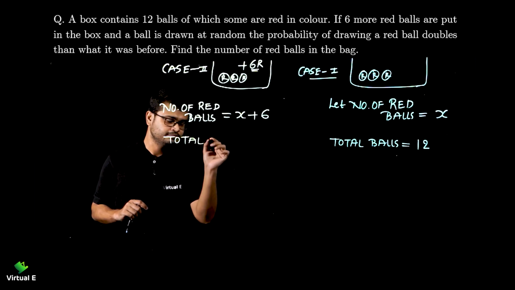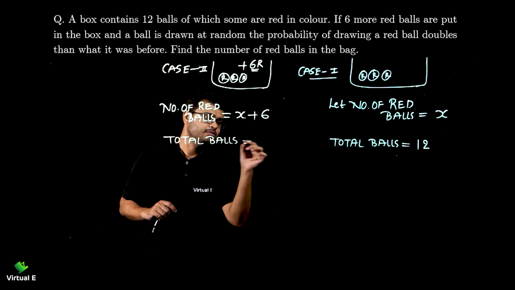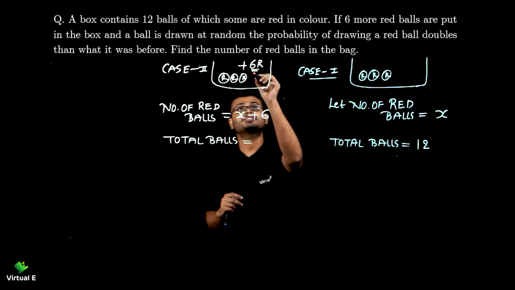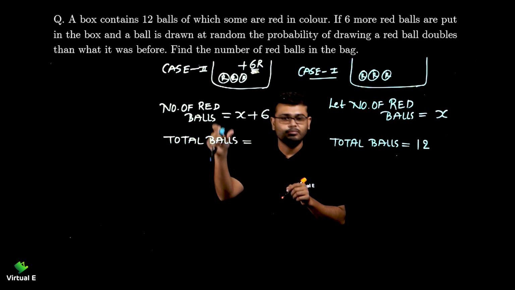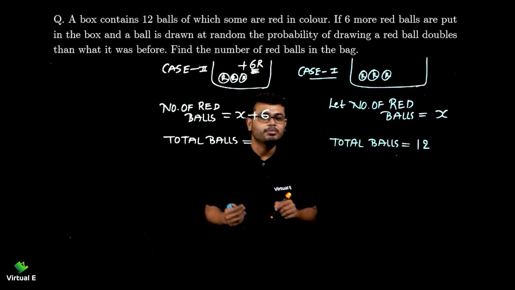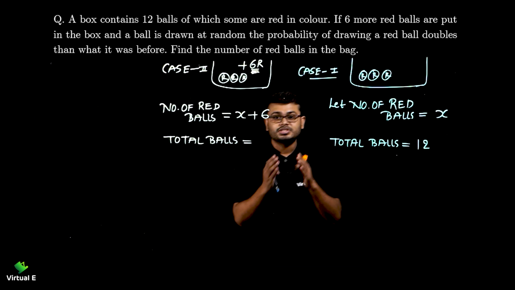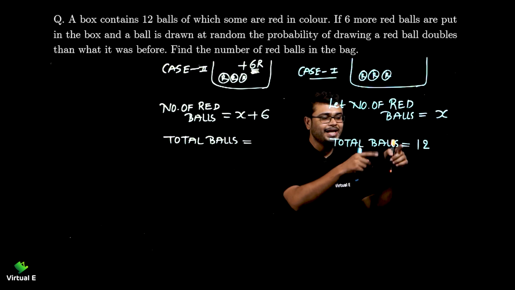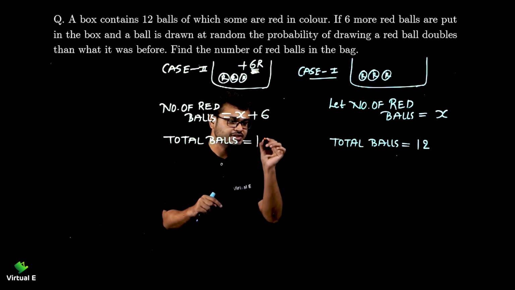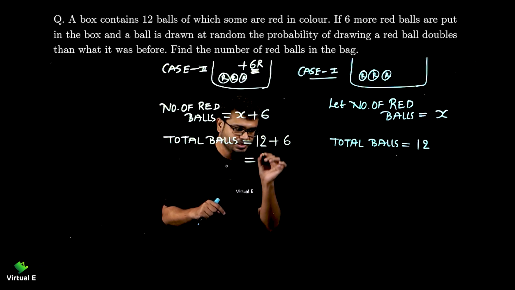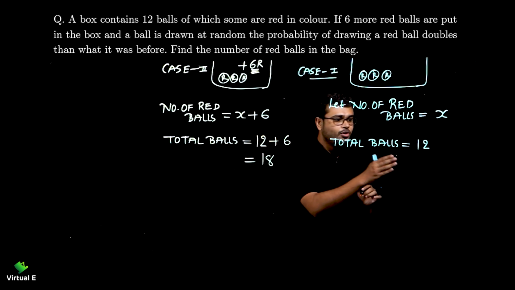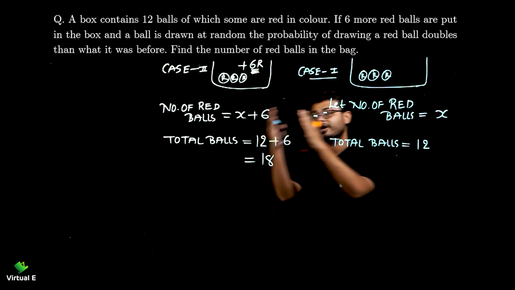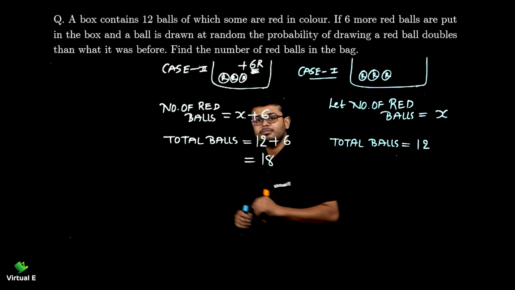So total balls is equal to, see here it is 12, but you need to observe one thing. This 6 red ball, if you are adding this in the red ball category, why are you not adding in the total number of balls as well? Because the total number of red balls will be increased by 6 compared to the previous one. If you add 6 over here, you need to add 6 into the total balls as well. So that is 12 plus 6, that is 18. So here total number of balls is 12 and here total number of balls is 18. We added 6 into red balls, we added 6 into the total outcome as well.